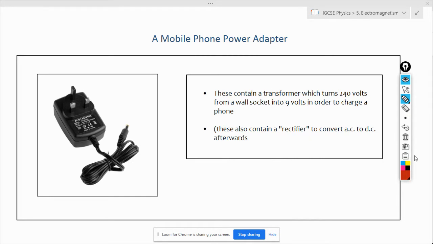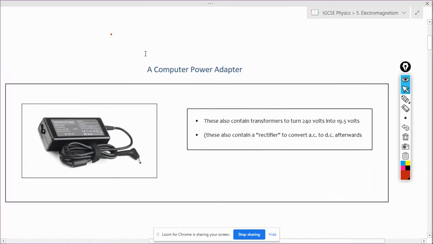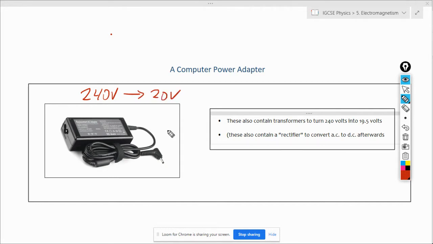Now, I'm sure that you also probably recognize a transformer like this. This would be a transformer for your computer, and these just do the same thing. These transformers would turn 240 volts from your wall into about maybe 20 volts for your computer. These also have a rectifier, but again, we don't care about the rectifier. We just care about the fact that they have a transformer in them to transform the voltage and the current. More on that in a second.